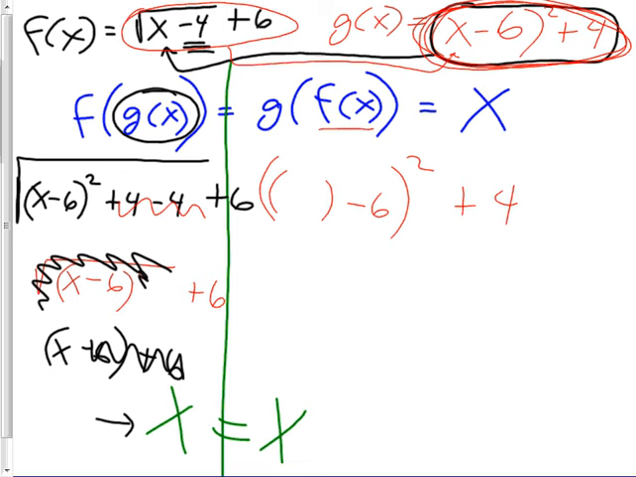Why did I do that? So that now it can eat the f function. And the f function goes into its stomach right there. And the f function then goes right here: square root of x minus 4 plus 6. I just put the one function in the other function.